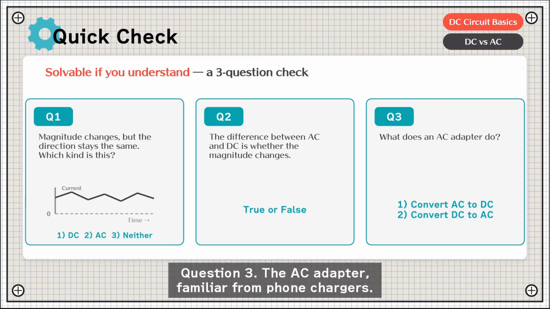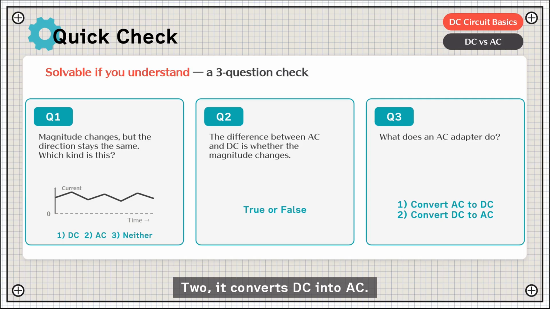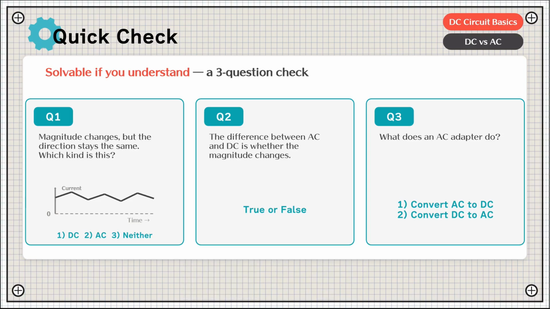Question 3. The AC adapter, familiar from phone chargers. Which of these is the job it does? 1. It converts AC into DC. 2. It converts DC into AC. Have you settled on your answers? Let's check them on the next page.